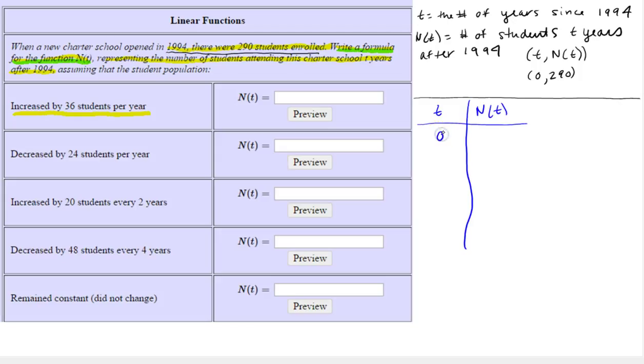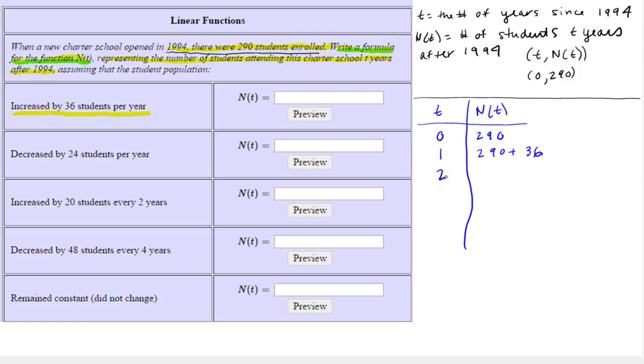Well, we know that year 0 is 290. We start with 290 students in 1994. And now, 1 year later, we have 290 plus 36 students. And I'm not going to compute this yet because I want to look at patterns, so this is a good way to see patterns.